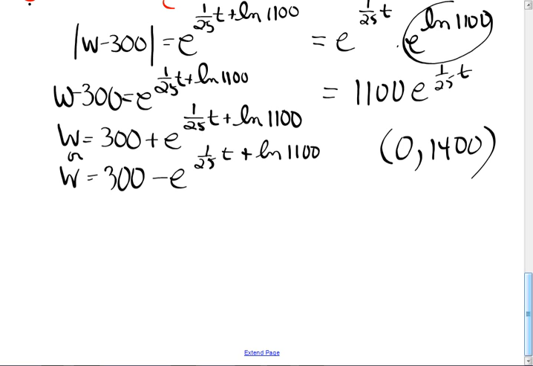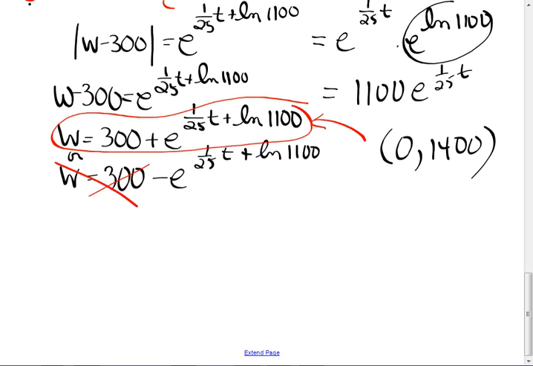When t is 0, this is going to be e to the log of 1100. I don't want 300 minus 1100. That's not going to work. So it has to be this one. This one is not true. Cross it out. Do cross it out.